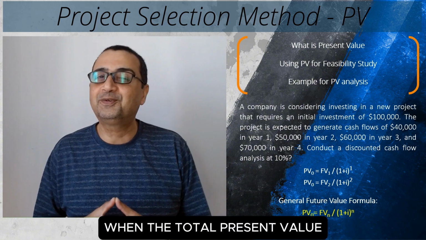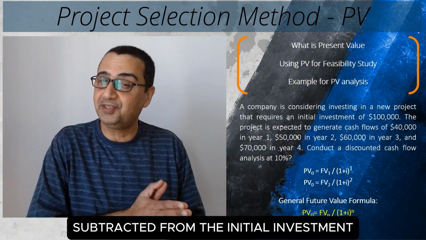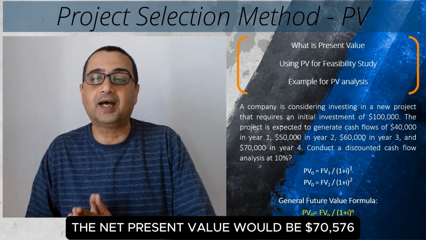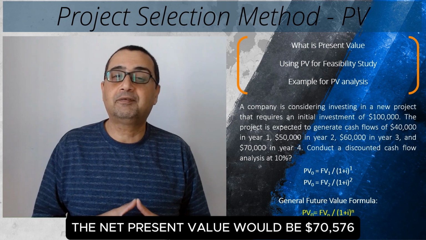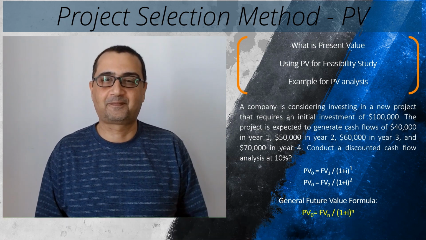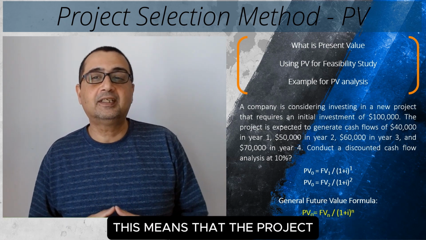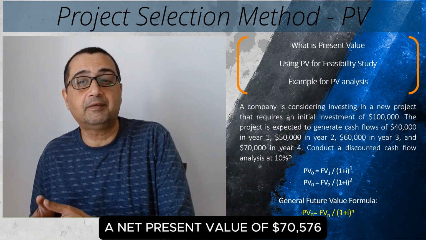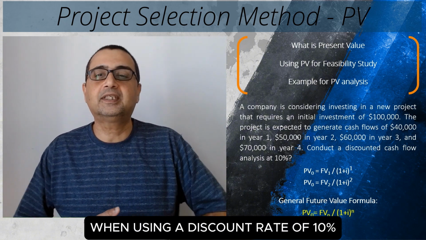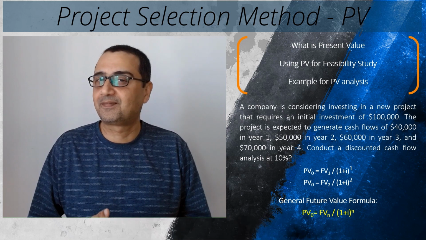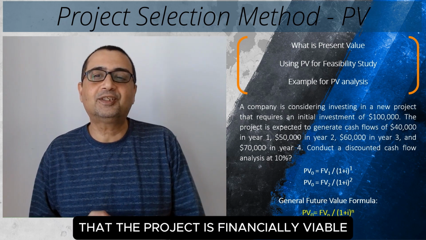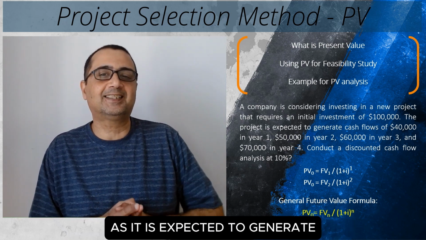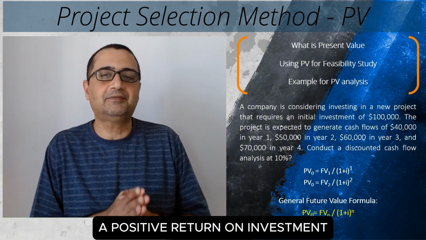The total present value of the cash flow would be $170,576. When the initial investment is subtracted from the total present value, the net present value would be $70,576. This means that the project is expected to generate a net present value of $70,576 when using a discount rate of 10%. This also indicates that the project is financially viable as it is expected to generate a positive return on investment.